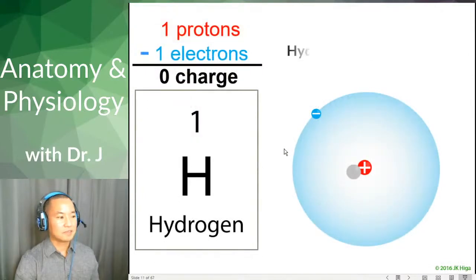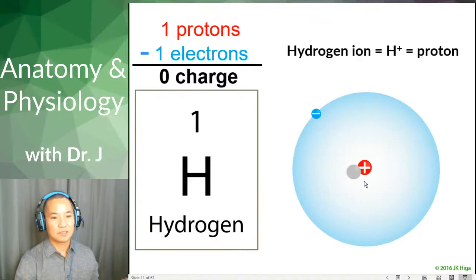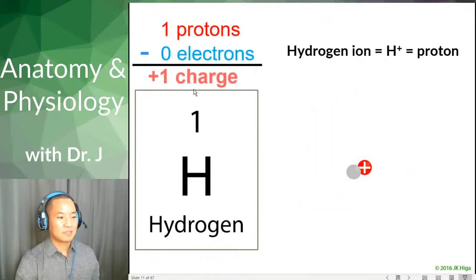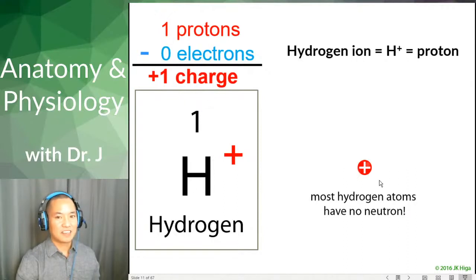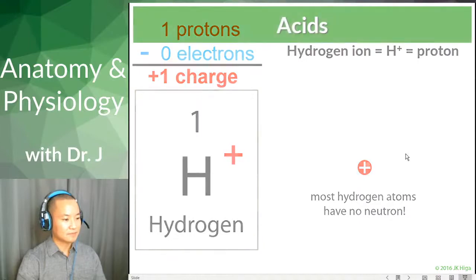To review, hydrogen is the one that has an equal amount of protons and electrons. What happens if you lose that electron? What happens to the charge? Now it's +1, because that electron is negative. Lose that negative charge, now it's 1 minus 0. That's positive. And remember that in our universe, the vast majority of hydrogen atoms have no neutrons. So when you lose that electron from a hydrogen atom, you're just left with a proton. This is why you often hear proton just referring to a hydrogen atom that's lost its electron.